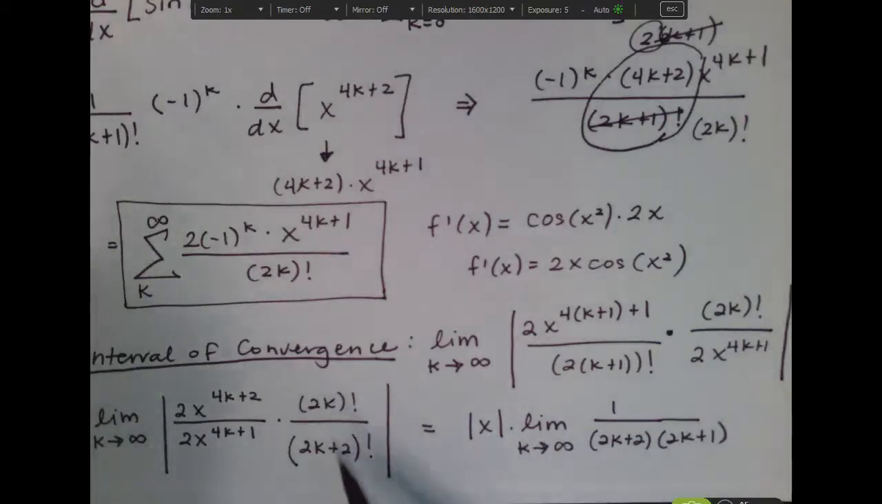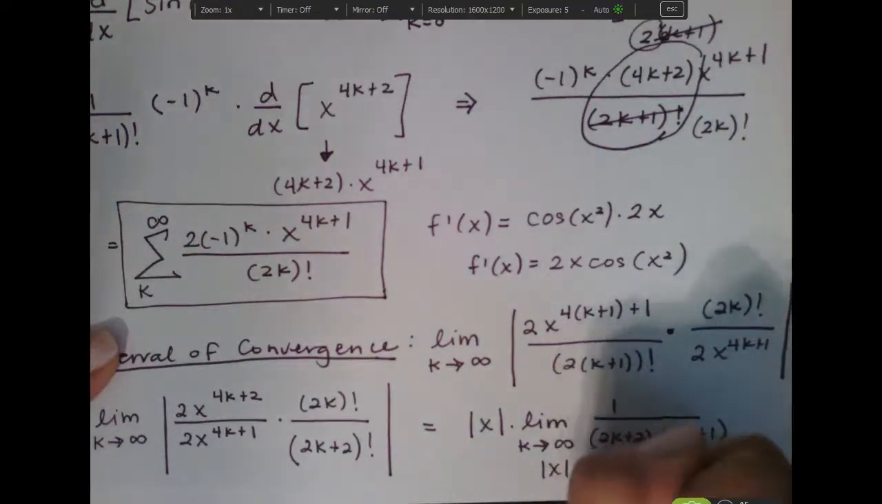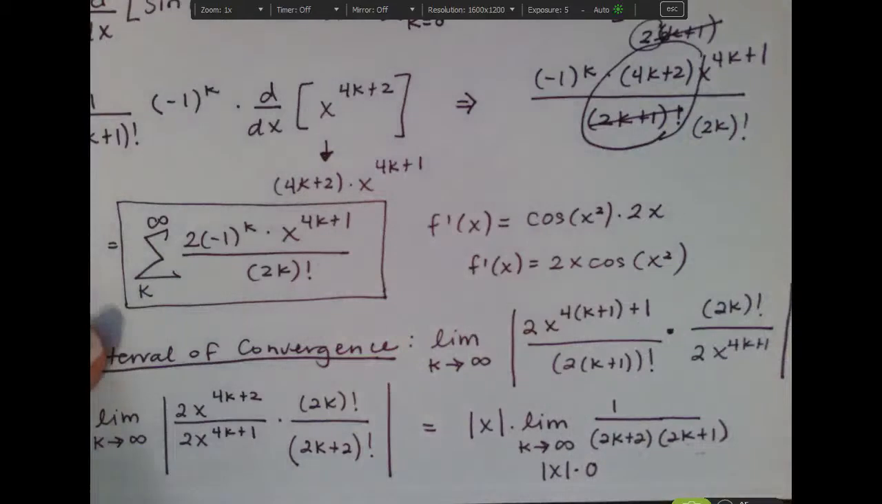And then as far as our k factorials go, this is 2k plus 2 times 2k plus 1 times 2k times everything that comes after. So the 2k factorial will completely cancel within this factorial, leaving you with only 2k plus 2 times 2k plus 1. If you find the limit of this expression as k goes to infinity, the denominator will go to infinity while the top remains constant, meaning that the entire thing is going to go to 0. So I'm left with the expression, the absolute value of x times 0.